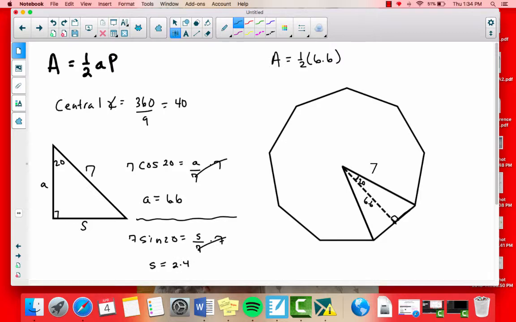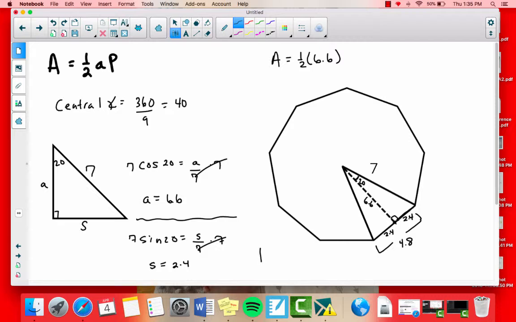Now you have to be very, very careful here. So I just found that this length is 2.4. That is not the entire side of the nonagon. That's just the side of the triangle. So we want to make sure that we double that to get the whole side length here, because that's what's going to help us find the perimeter. So our entire side length is 4.8.